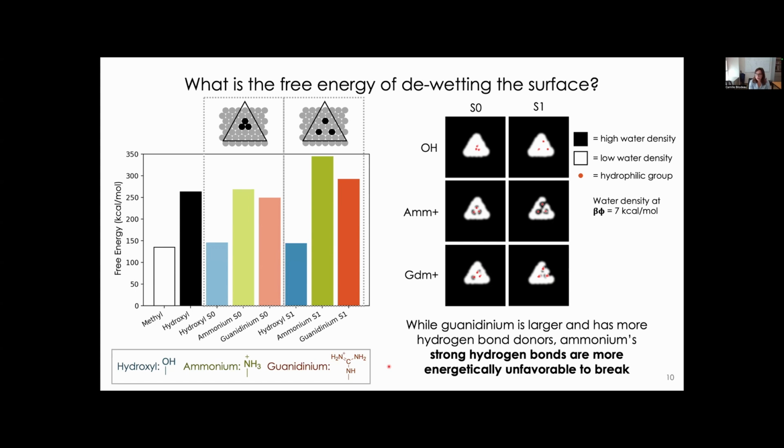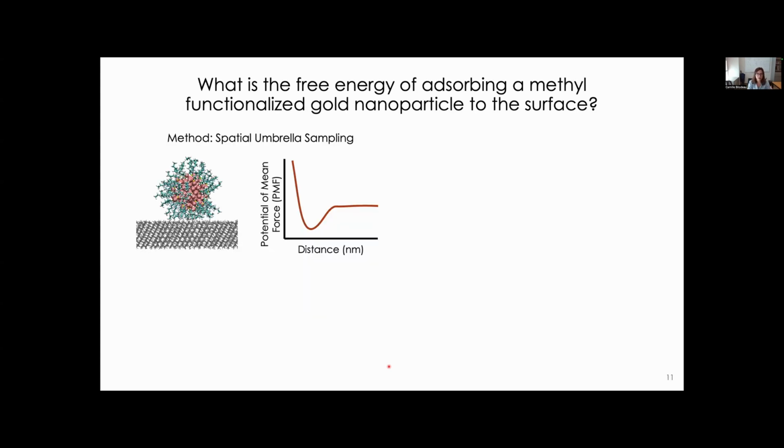So we see this discrepancy between our simulations and the previous experimental results, and so we wanted to try to come up with a simulation that was maybe going to more closely match the experimental system. And so here, what we did was we created a gold nanoparticle and functionalized it with a methyl SAM surface. And so this is really similar to that AFM tip in the paper.